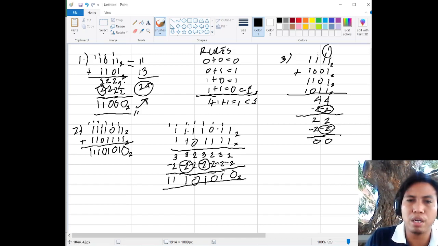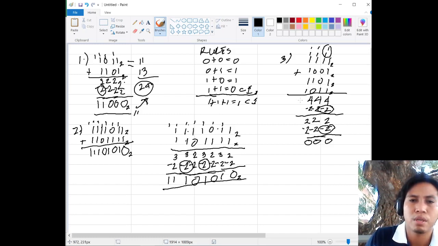So how many times did you subtract? 2 times, so you carry out 2 units. So again, 1 plus 1 plus 1 plus 0 plus 1 plus 0, that is actually 4. So 4 is an invalid digit, so we subtract 2. The resulting value is 2, and again we subtract 2, then we get 0. Then we carry out 2 units.